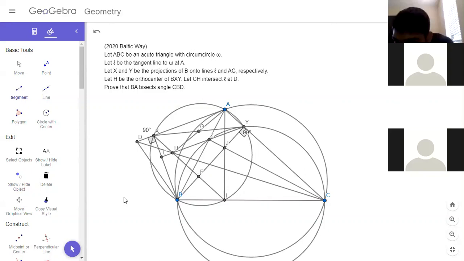I feel like we have to be very close here. So I want to show, let's see. Yeah, at some point I need angle DBX, or angle XDB.